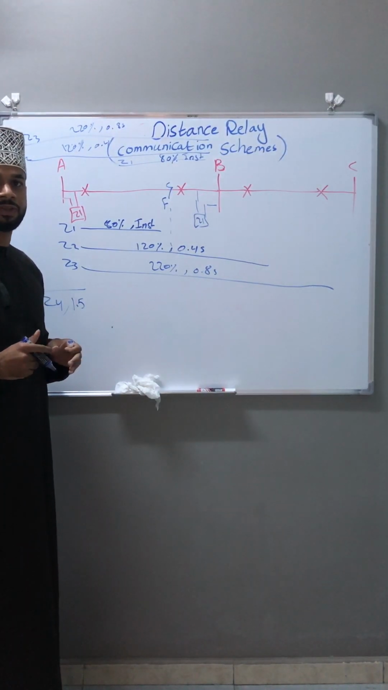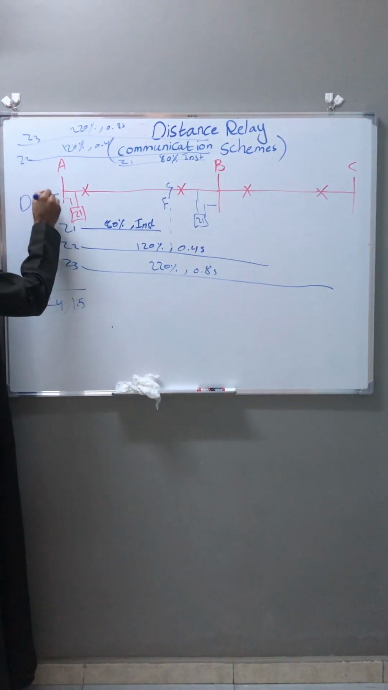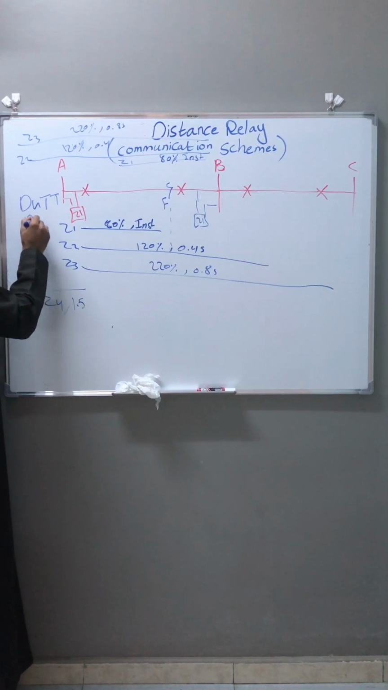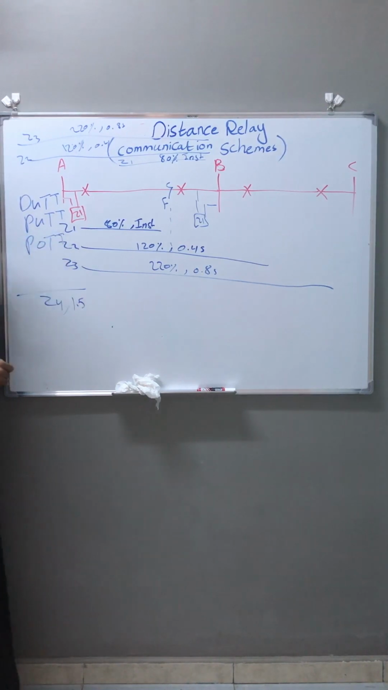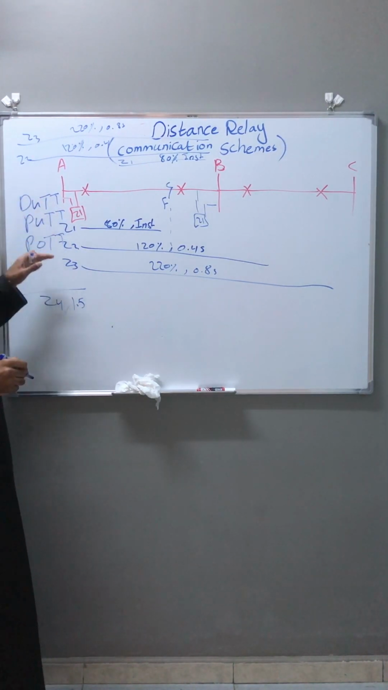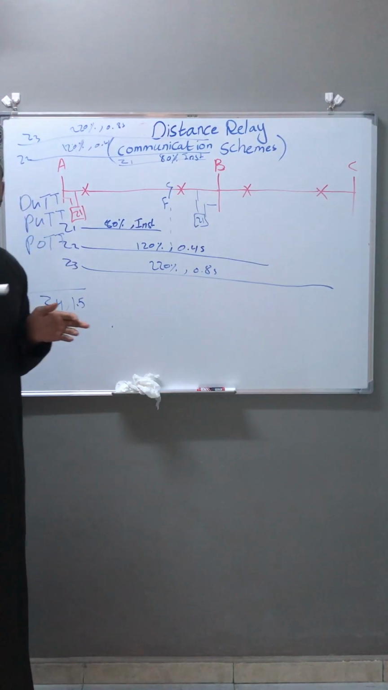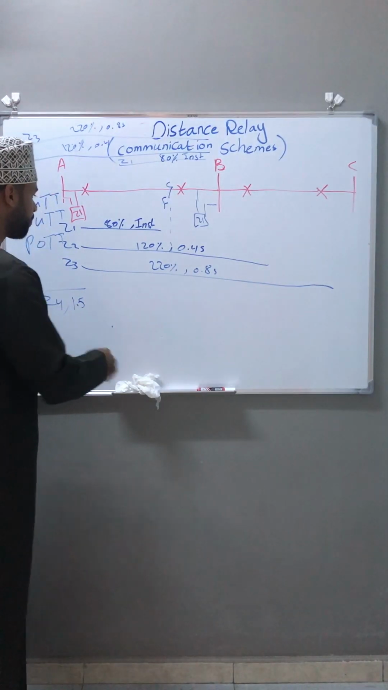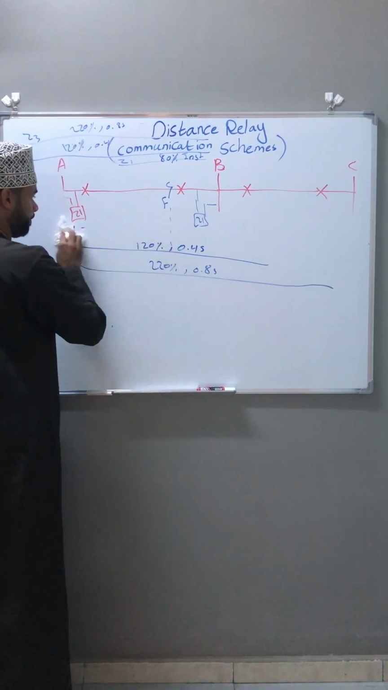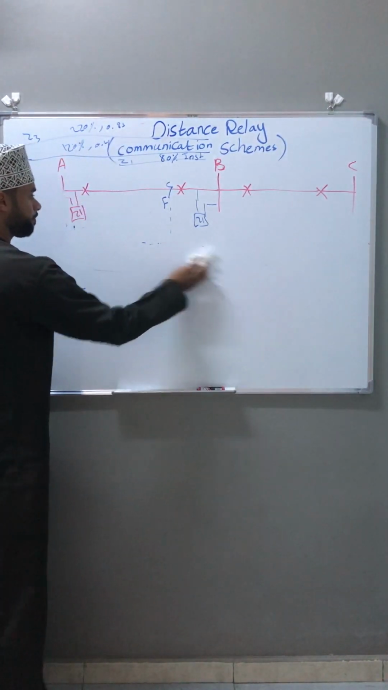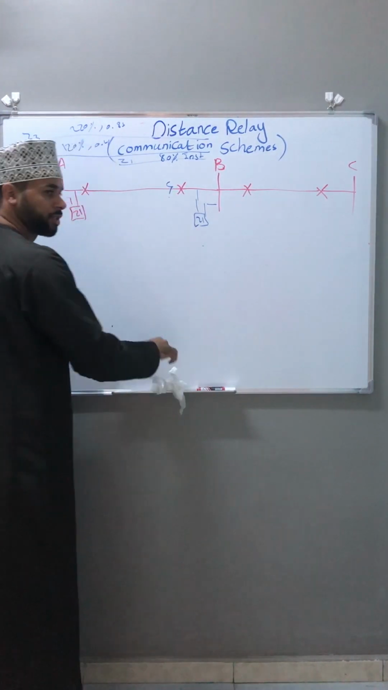Mostly, in the communication schemes for distance relays, we have 3 types. One is called DUTT, another one is called PUTT, and the third one we call POTT. So we have these 3 types, and we'll explain them one by one. DUTT means direct underreach transfer trip. So how will this communication happen? Now let's do some study cases.